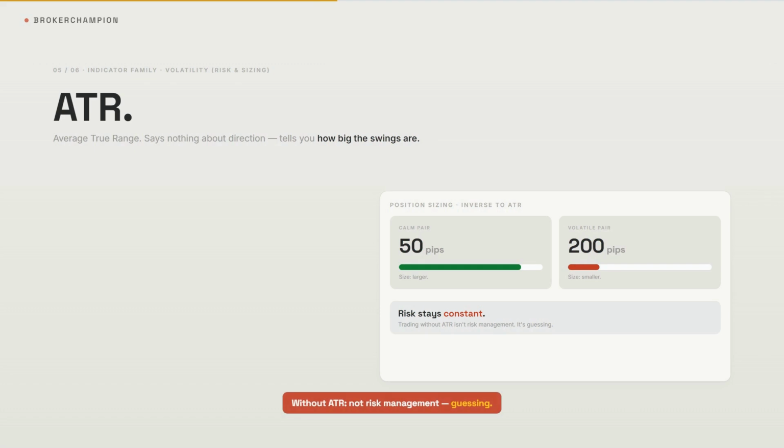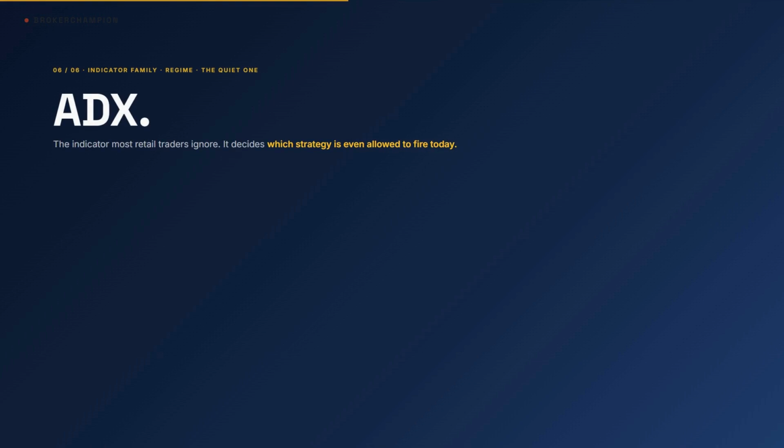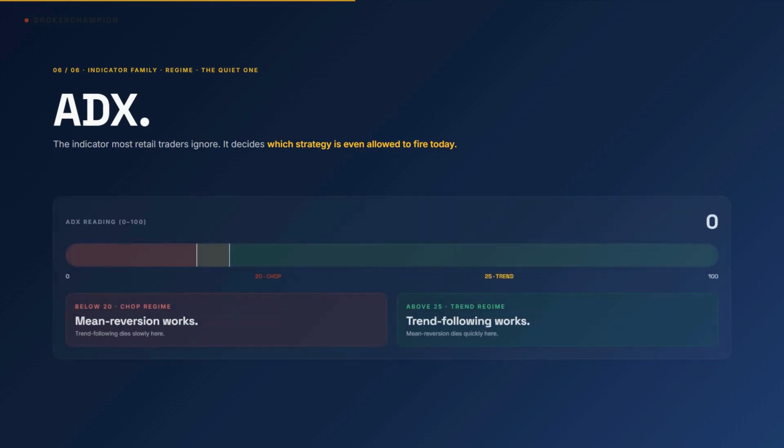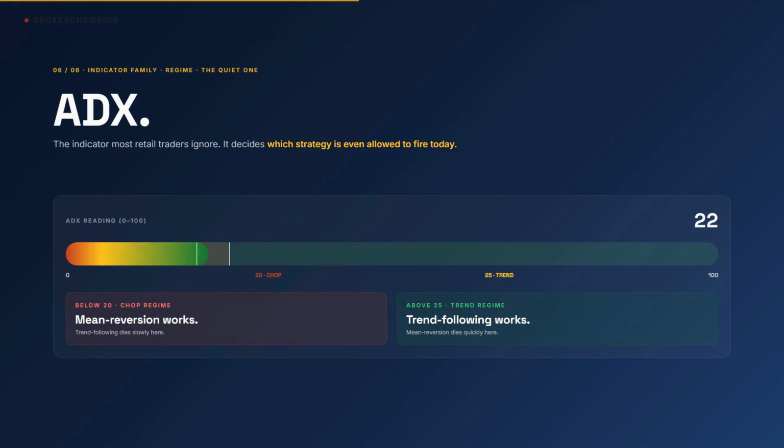And then there's ADX. Remember the indicator most retail traders ignore? This is it. ADX measures trend strength on a 0 to 100 scale. Above 25, you're in a trending market. Trend following strategies work. Below 20, you're in chop. Mean reversion strategies work. That single distinction is, in practical terms, the most important call a Forex trader makes in a session.